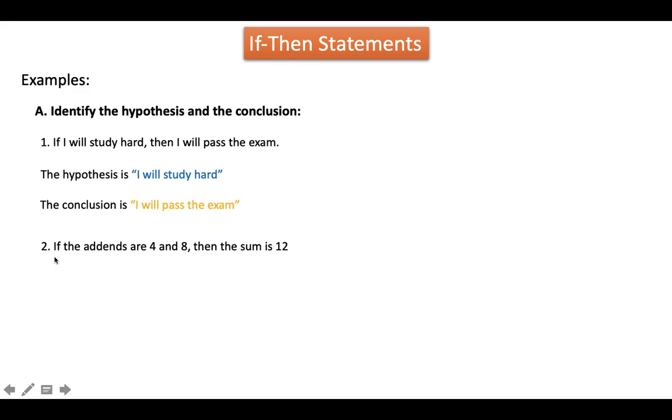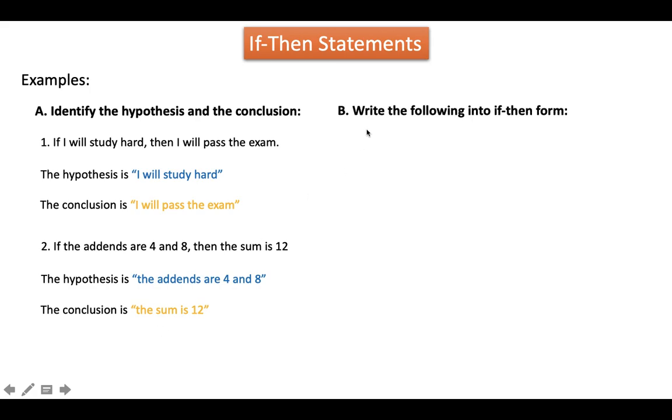Okay, for the second given, if the addends are 4 and 8, then the sum is 12. So our hypothesis here is the part after the word if, the addends are 4 and 8. Then our conclusion is after the word then, which is the sum is 12.